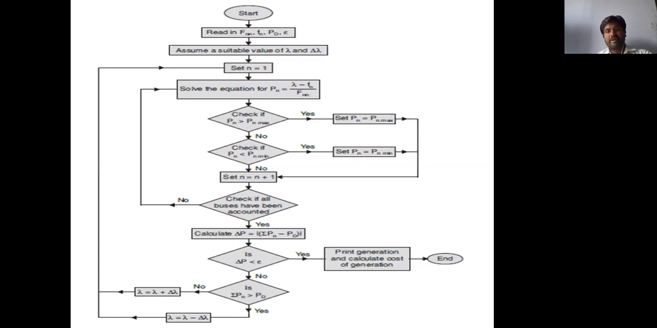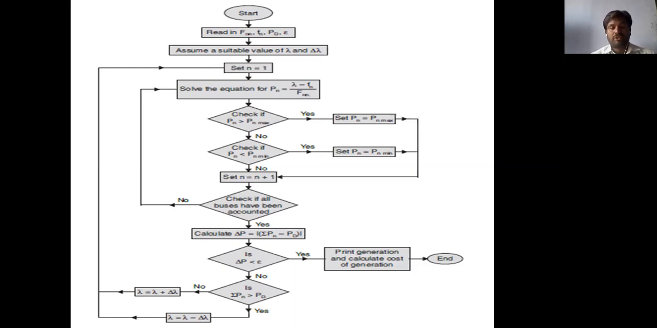If the condition is not satisfied, check if Pn is less than Pn minimum. If the condition is satisfied, set Pn equal to Pn minimum. If the condition is not satisfied, set n equal to n plus 1 and check if all buses have been accounted. If not, go back and solve again for Pn. If the condition is satisfied, calculate the change in power, the generated power minus the load demand.